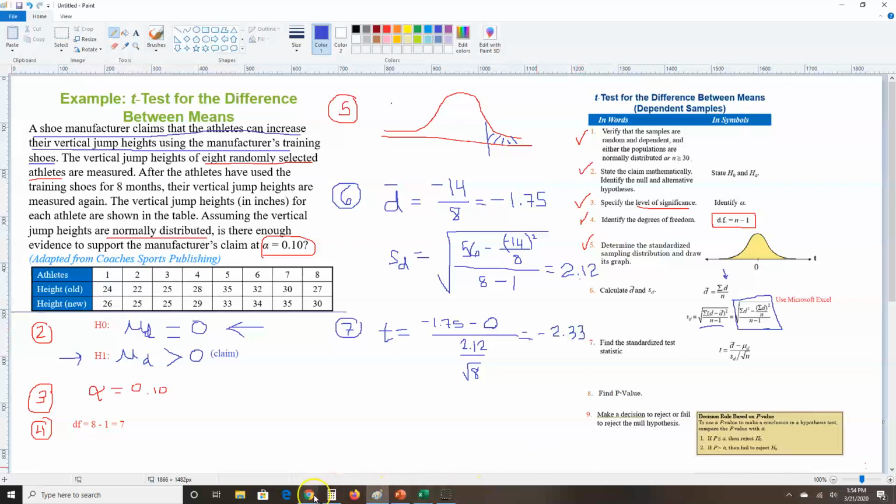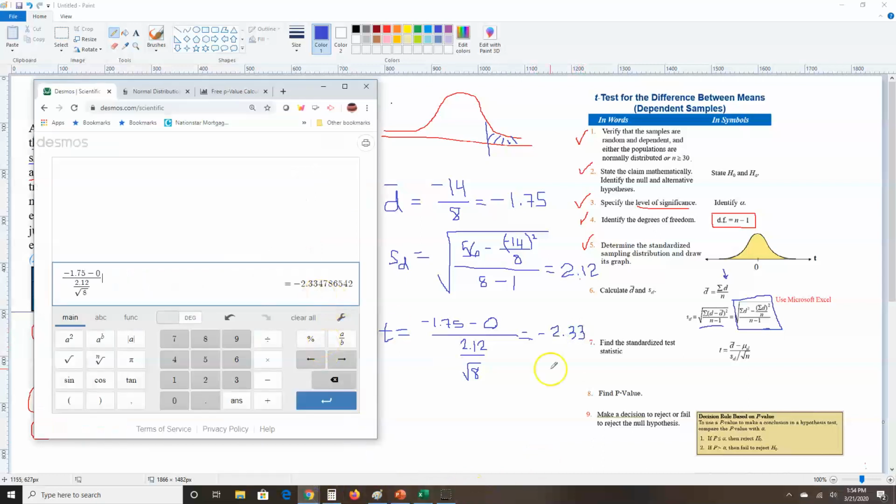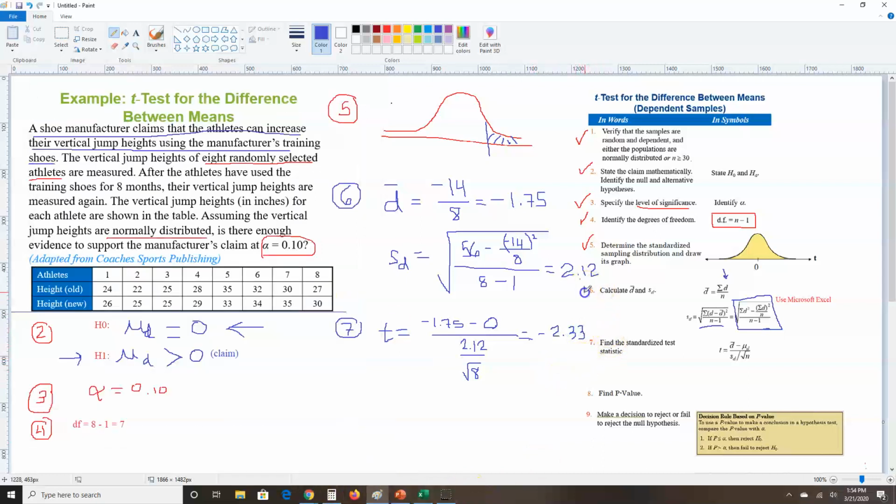I just want to confirm I did this correctly, and yes. And I did step 6 already. I did step 7. Now we're going to do step 8. And what is step 8? Step 8 is we're going to find the p-value. How much is p? Okay, that's what I'm going to do.